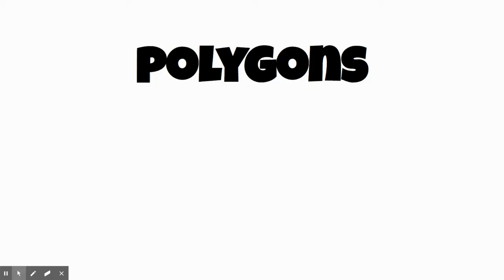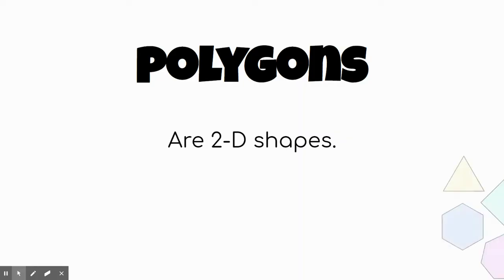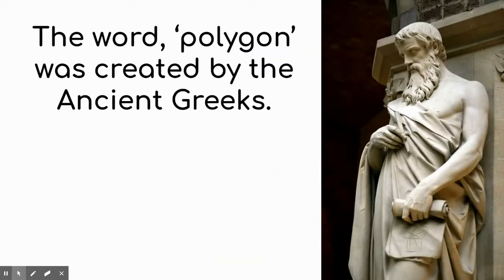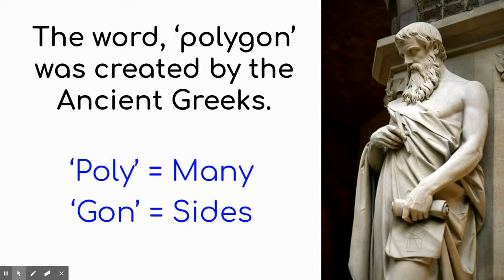Now, let's refocus on polygons. As we just learned about two-dimensional and three-dimensional shapes, polygons are 2D shapes. And here are some examples of what polygons might look like. A little bit of a history lesson. The word polygon was actually created by the ancient Greeks. And the word poly means many, gon means sides. So polygon means a shape that has many sides.